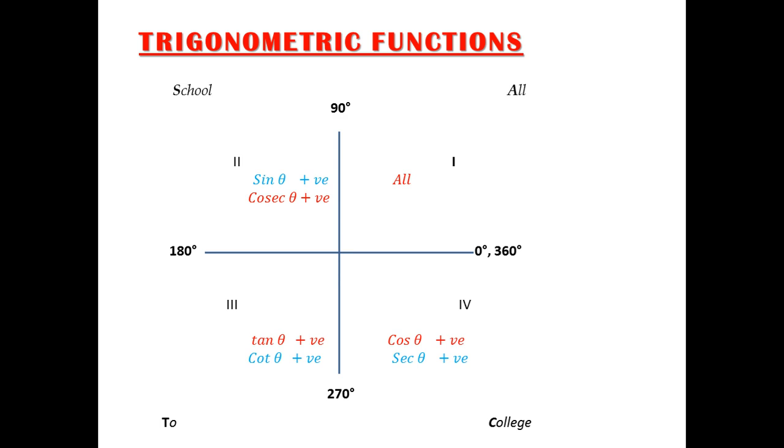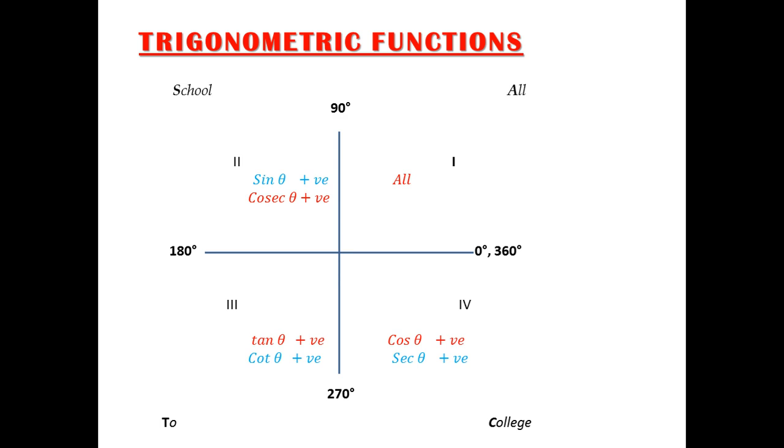Next, third quadrant, 2. You can use T. T is for tan also. So tan positive, its reciprocal, cot theta, is also positive. And fourth, college, all school to college, C. C is for cos theta. If cos theta is positive, its reciprocal is also positive, which is secant theta. Up to this, I think everything is clear to you.